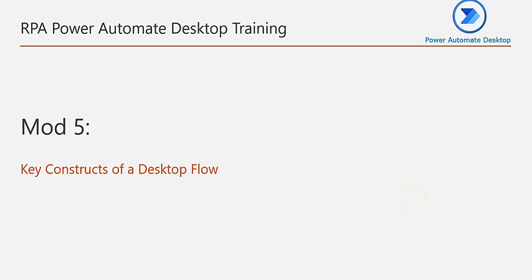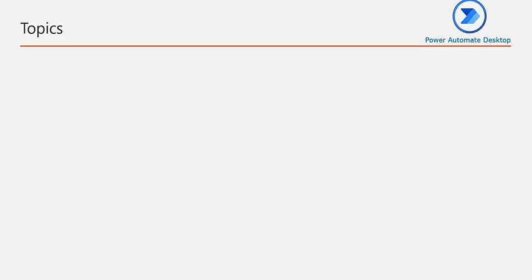Great. From today, we are going to learn some good concepts, the core concepts of RPA. So we are now into module 5, which is key constructs of a desktop flow. In this topic, we are going to learn different topics like the unified recorder, unified in the sense one single recorder for all type of applications, web, desktop, and so on.